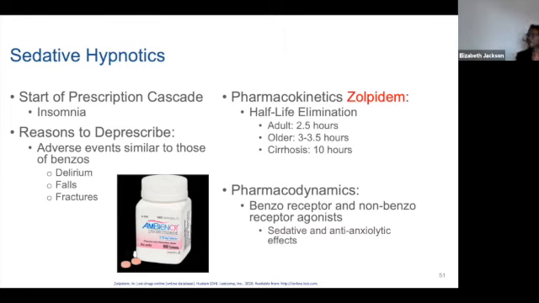The pharmacodynamics of a benzodiazepine and non-benzo is that it's a benzo receptor and non-benzo receptor agonist. It has sedative and anxiolytic effects. The reasons to deprescribe this drug would be similar to those that we discussed for the scenario of the benzodiazepine in the previous slide. The patient would be at risk of delirium, they'd be at risk of falls, and of course, fractures. So again, this is a drug that if the patient is going to receive it, you want to monitor this drug. Next slide, please.